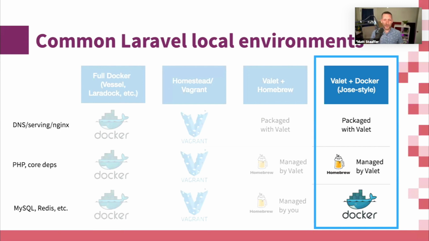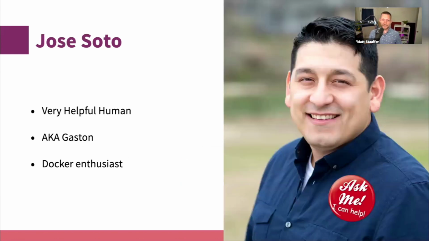So this one that Jose is going to give you the intro to in just a second is this idea that you're still using Valet for the things it does. Prepackaged Nginx, prepackaged dnsmasq, and then managing your Homebrew for PHP and core dependencies. But instead, all those ancillary dependencies, you're not taking on the responsibility of running them through Homebrew. Instead, they're all being managed by Docker. So I'm going to hand it off to Jose to actually tell you how and why.